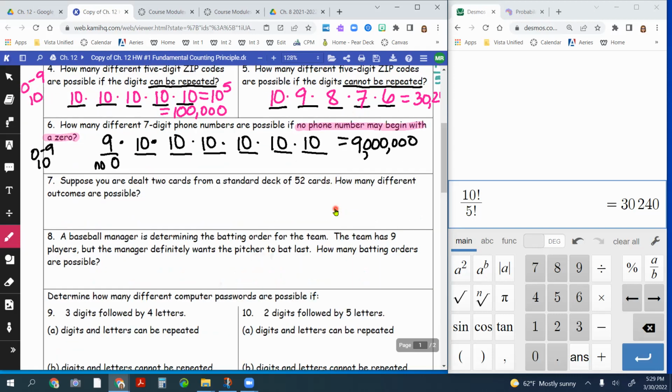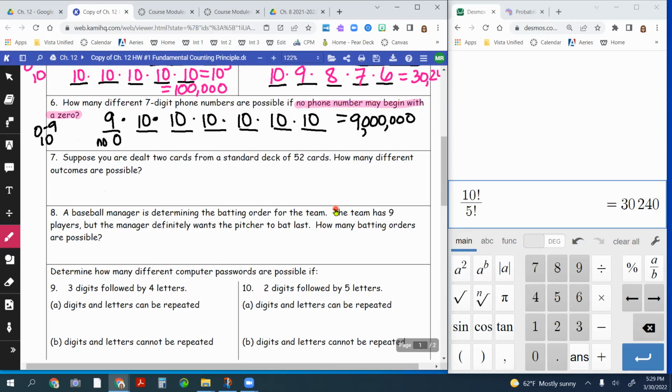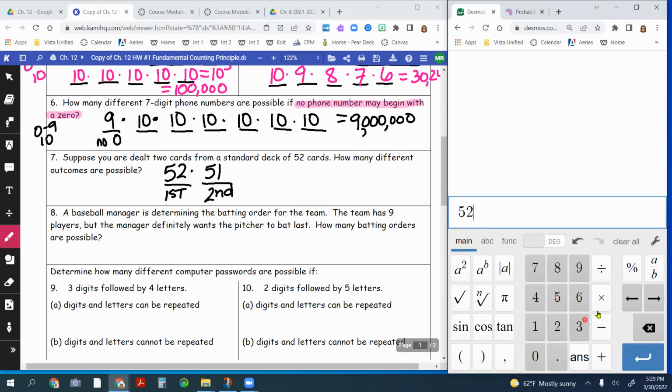Now, suppose you are dealt 2 cards from a standard deck of 52 cards. How many different outcomes are possible? This is for our first pick, and this is for our second pick. There are 52 ways to get the first one. Unless I put that back, but it says you're dealt 2 cards, so you're dealt one and then another. We're not putting it back, which means there are 51. So we're going to do 52 times 51, which is 2,652.